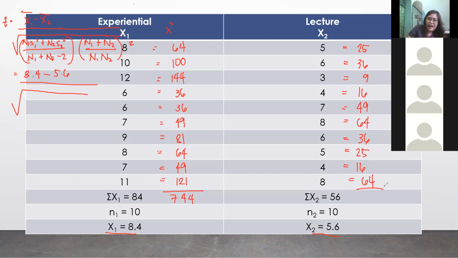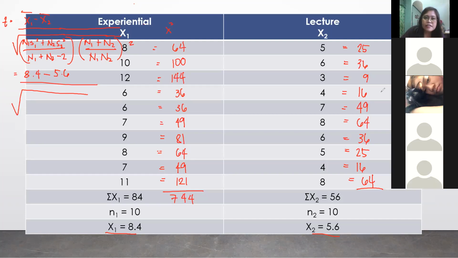So 25 plus 36 plus 9 plus 16. 9, 16, 49, 64, 40, ma'am. 36. Ito ang i-add. Okay. Asa na ta? 36, 25, 16, ug 64. You have the same answer, right?